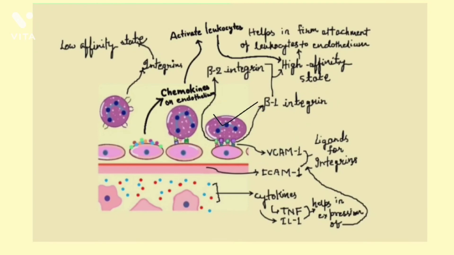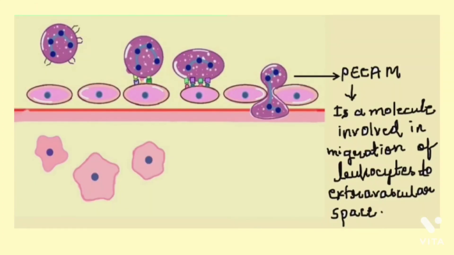So now, due to firm adhesion, leukocytes stop rolling and spread on endothelial surface. They are now ready to migrate towards damaged site. Platelet endothelial cell adhesion molecule is a molecule involved in migration of leukocytes to extravascular space.